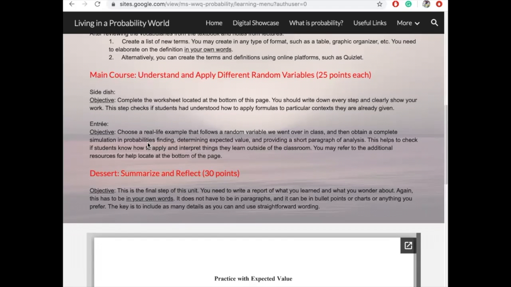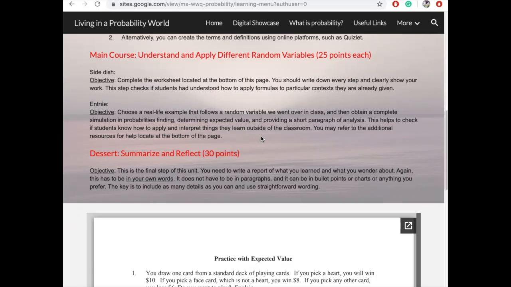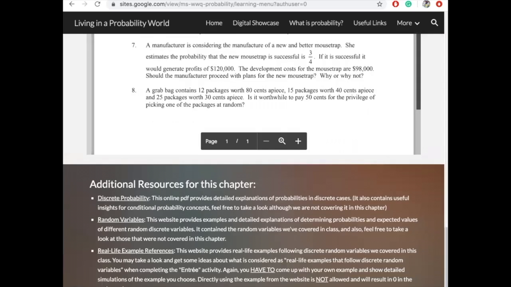Second is the entree. You can choose any real-life example that follows a random variable that we went over in this class, and you need to obtain a complete simulation in probabilities finding, expected value, and provide a short paragraph of analysis. The purpose of this is to check if you understand what is the definition of the specific random variables and how do you interpret things outside of the classroom. You may refer to additional resources located at the bottom of the page, but please know that you do have to come up with everything by yourself. You are not allowed to use anything from the website.